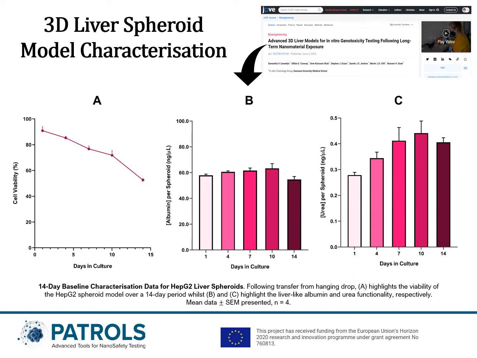This 3D liver spheroid model has been shown to remain over 70% viable for 10 days in culture, 14 days if you include seeding time, and retain its liver-like functionality through the increased production of albumin and urea until day 14, where it begins to tail off in parallel to the drop in cell viability. This model is easily accessible, simple to construct, and quite adaptable, allowing us to add other features, which I'll come back to later on.